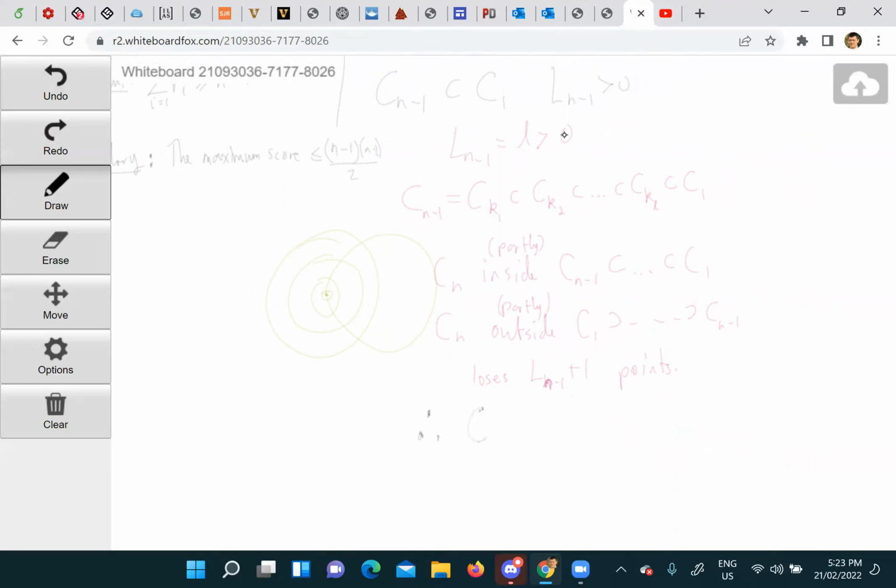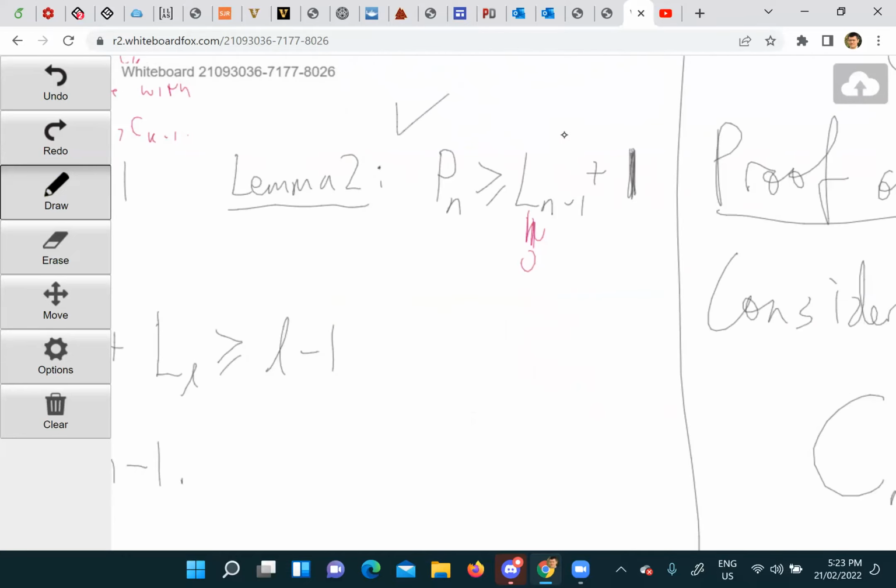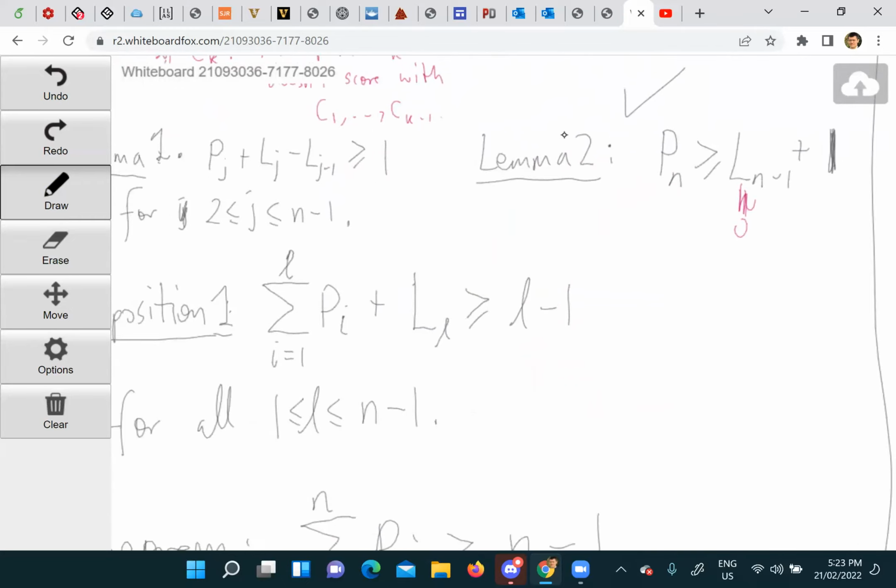So therefore, P n is greater than or equal to L n minus 1 plus 1. That's good. So we proved this lemma. Lemma 2 is proved, yes?